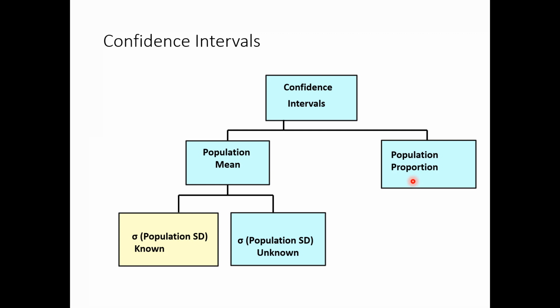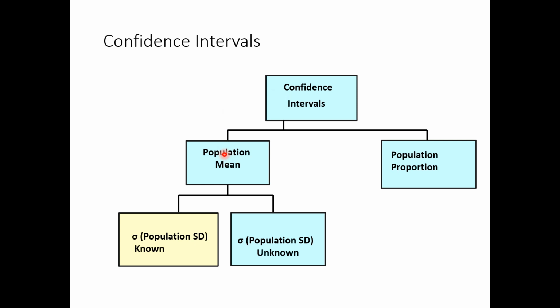So let's come to this. The confidence intervals can be calculated not only for predicting the population mean, but also for the population proportion, also for standard deviation, also for the variance. So confidence intervals can be made for anything that we are trying to predict.